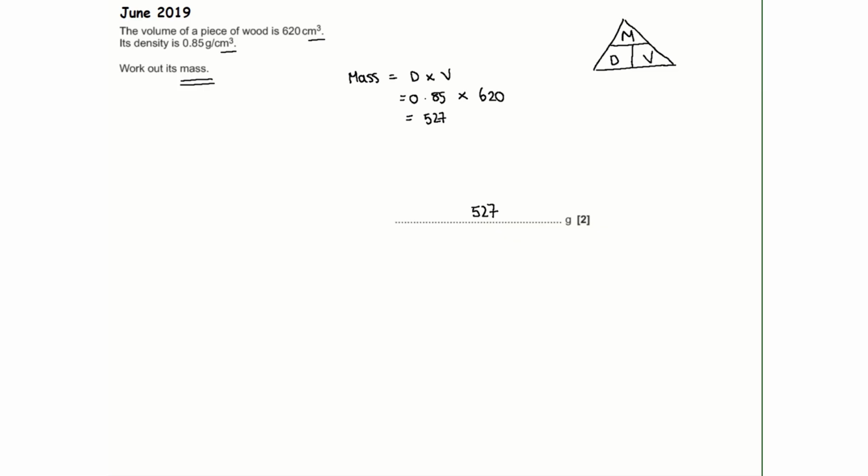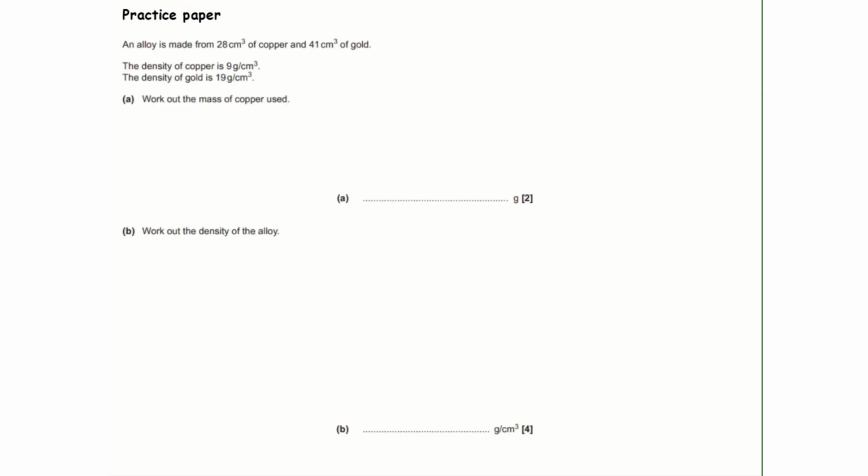Okay, so let's have a look at another question. This one here is from one of the OCR practice papers. It tells us an alloy is made from 28 centimetres cubed of copper, 41 centimetres cubed of gold. From science, hopefully we recall that an alloy is a mixture of the two metals. It tells me the density of copper is 9 grams per centimetre cubed and the density of gold is 19 grams per centimetre cubed. First of all, asked to work out the mass of the copper.